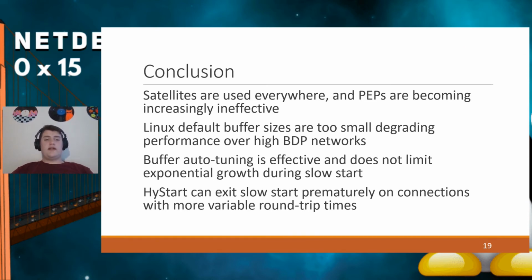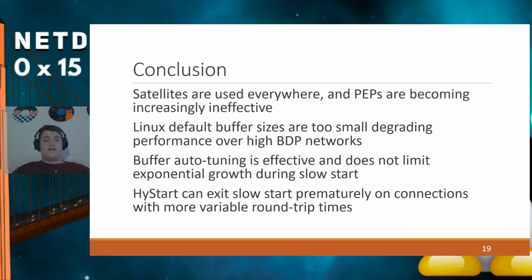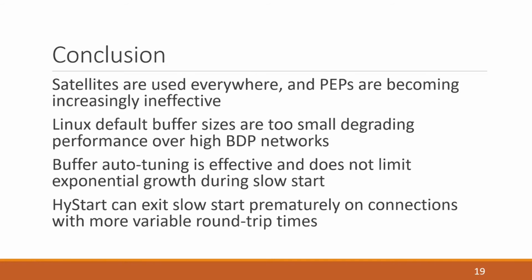We also found that buffer auto-tuning is effective, and it does not limit the exponential growth during slow start, and so it should remain enabled by default on Linux because it doesn't impact performance. Lastly, we looked at HyStart and how it exits slow start prematurely, and we found that it was due to high variation in round trip times, and that's especially common on wireless links or high delay links in general.